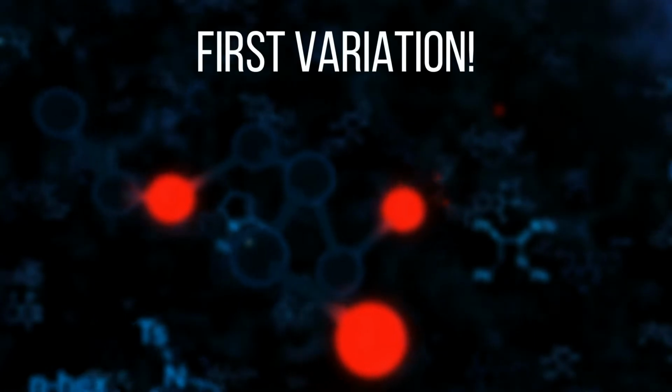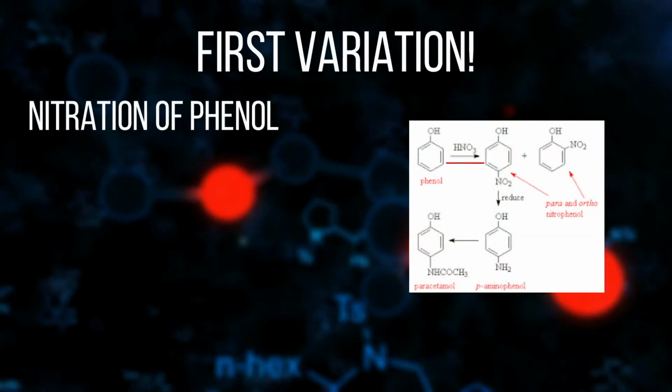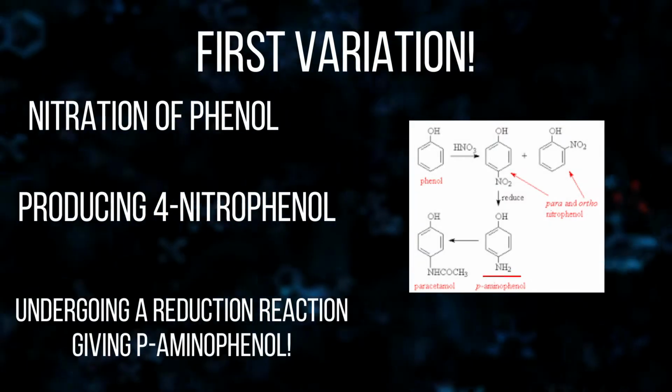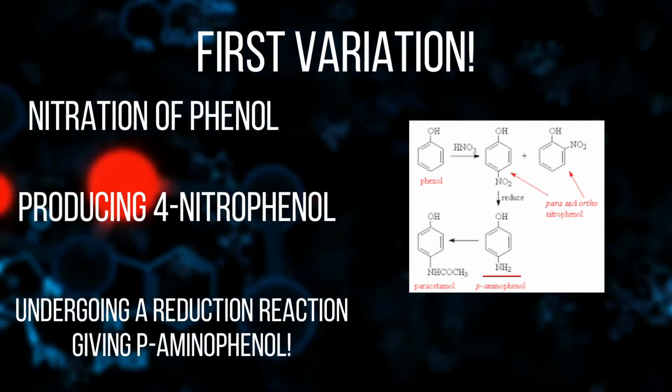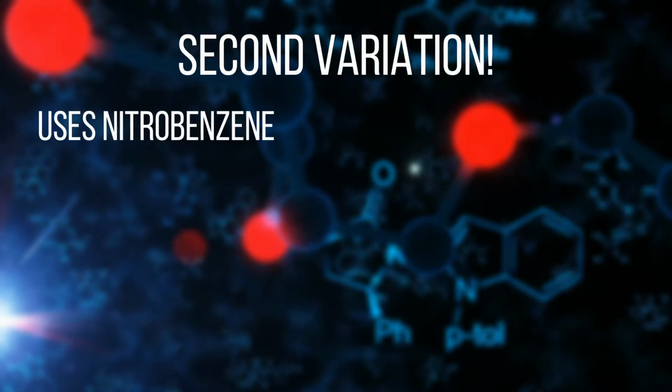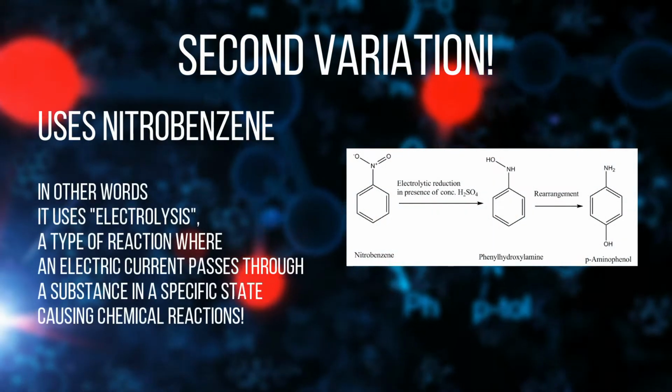The first variation uses nitric acid for the nitration of phenol, producing 4-nitrophenol, which is then put through a reduction reaction, which then gives you para-aminophenol. The second variation of the classical method takes nitrobenzene and electrolytically reduces it, forming para-aminophenol.